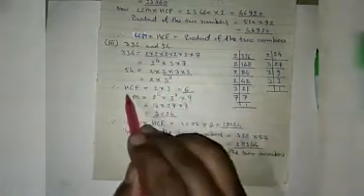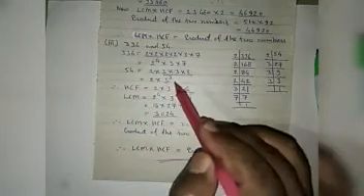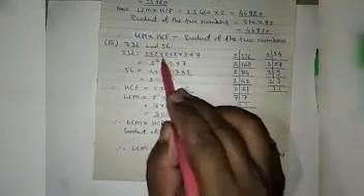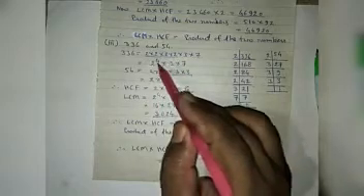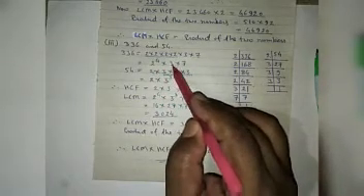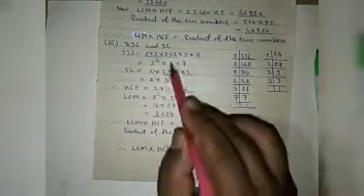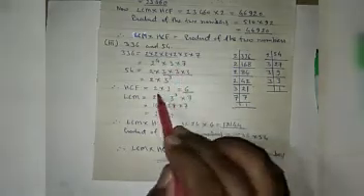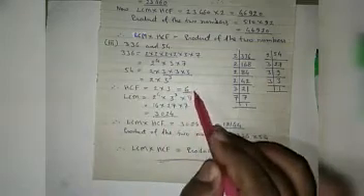So here the SCF means common factor. The common factors in both the numbers are 2 and 3. Here 2 is 1 time and 3 here is 1 time. So 1 time 2 and 3 will be common in both the numbers. So SCF is 2 into 3, that is equal to 6.